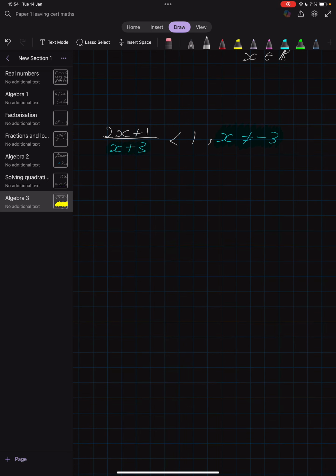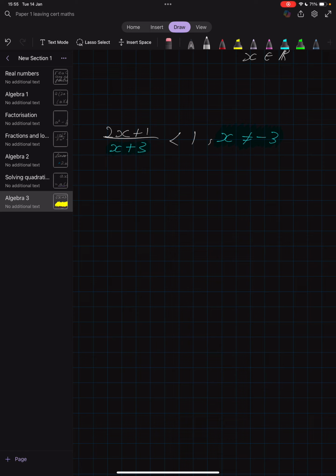Okay, now, before I'd always say, what is difficult about this question? The fraction. The fraction is hard. The fact that you're dividing by x minus 3, that's what makes it hard. So get rid of it. So multiply by x plus 3. You can't do that in this case.